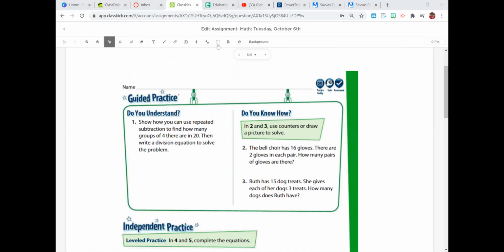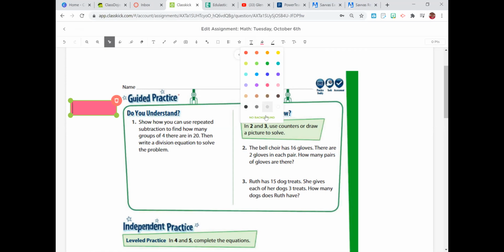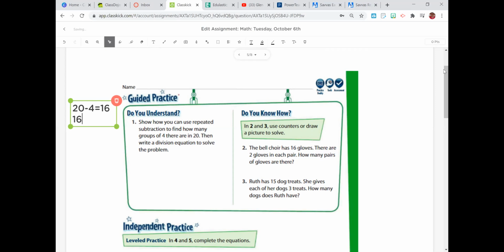Let me change my color here. So when I'm using repeated subtraction, I'm going to start with my total, which is 20, and I'm going to make groups of 4. So 20 minus 4 equals 16. Then my new total is 16 left, but I'm going to make another group of 4, and that equals 12.